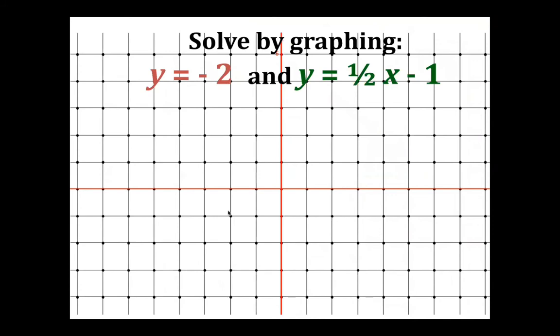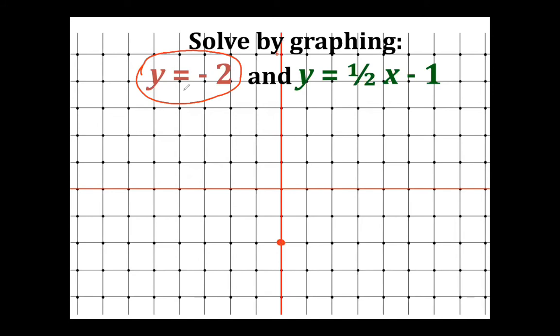Here is another example. We're going to solve by graphing. First, we have y equals negative 2 and y equals 1/2 x minus 1. For our first equation, we see that we just have y equals a value, so no slope. This is actually going to be a horizontal line. So you're going to draw a horizontal line through negative 2 on the y-axis right here.